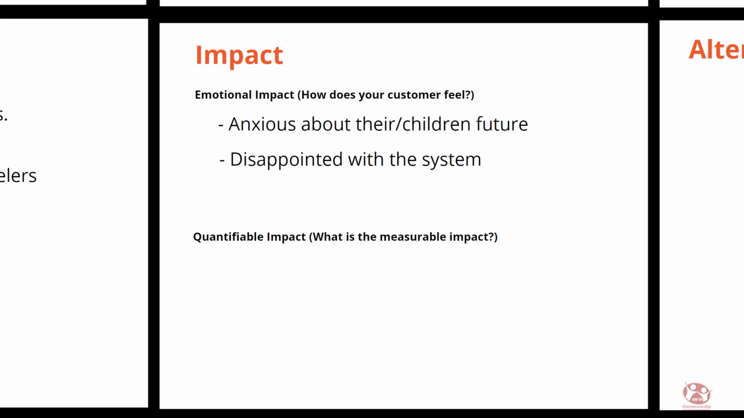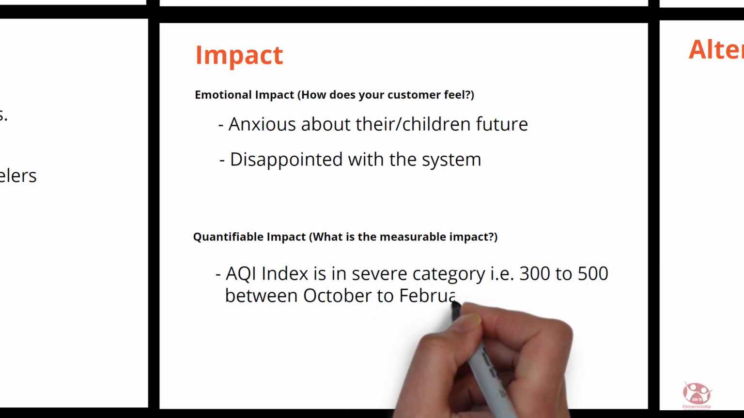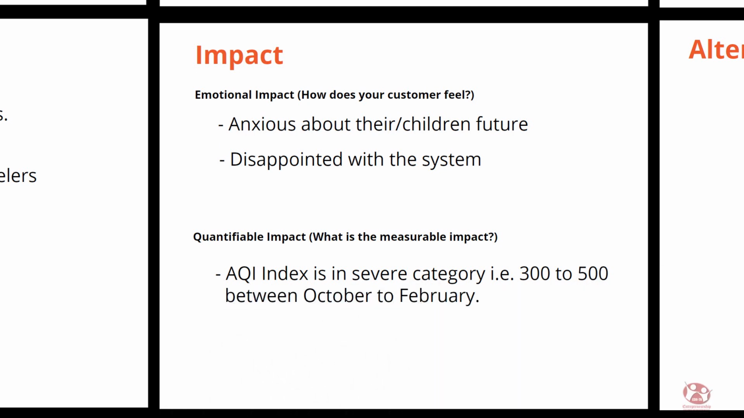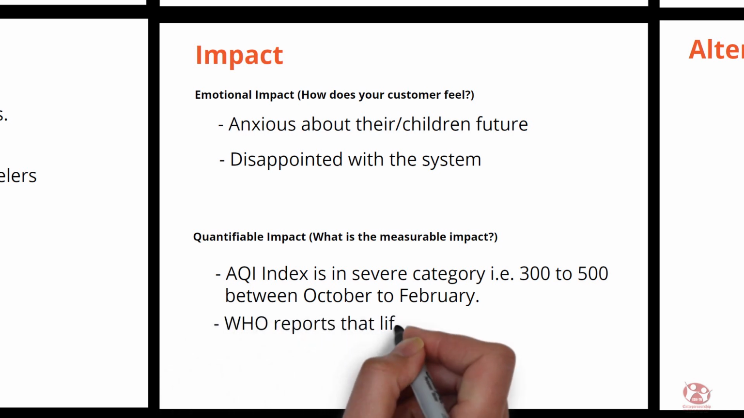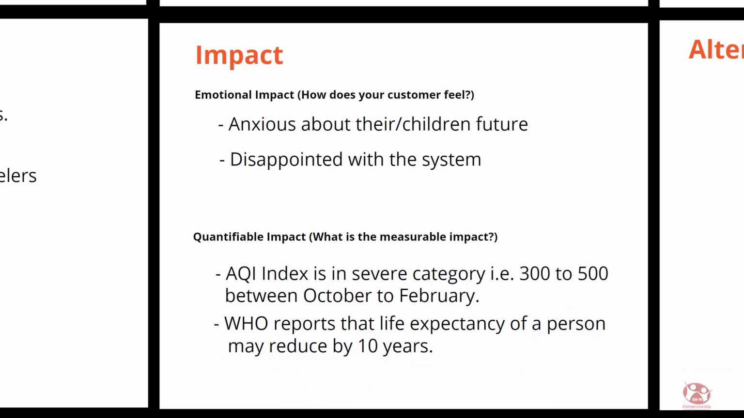Next is the quantifiable impact. Quantifiable impact means, can you give some numbers by which you can showcase how big the problem is in this city or in this country? Now in Delhi, we have the data which says AQI levels in Delhi even go as high as 400 to 500, which is the most severe or hazardous category as per WHO standards. This may lead to severe pulmonary disorders among most of the people in the population. Also, a study by WHO says that people who breathe such poor quality of air can see a potential reduction of up to 10 years in life expectancy.